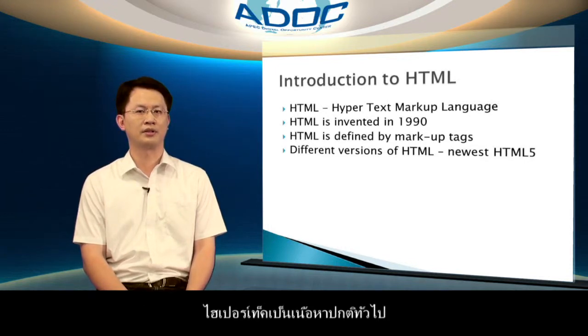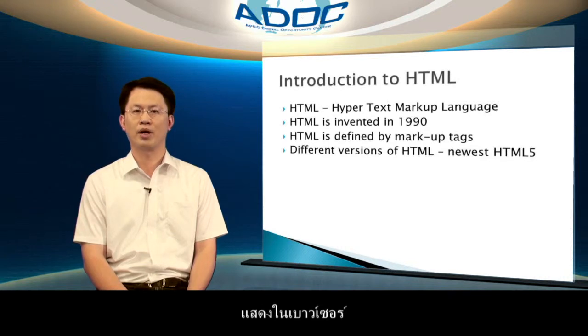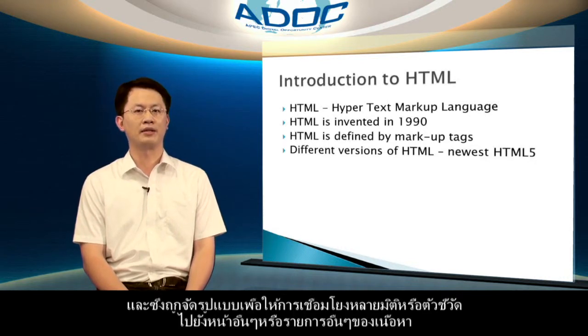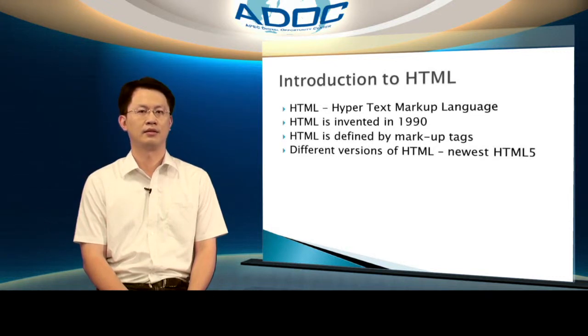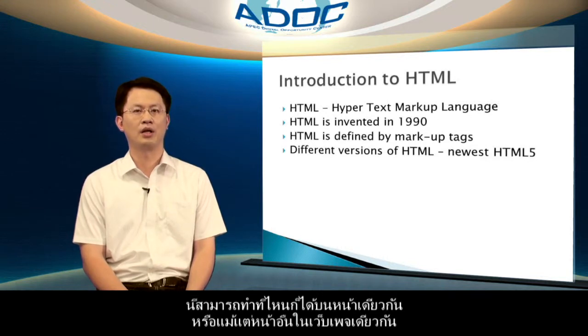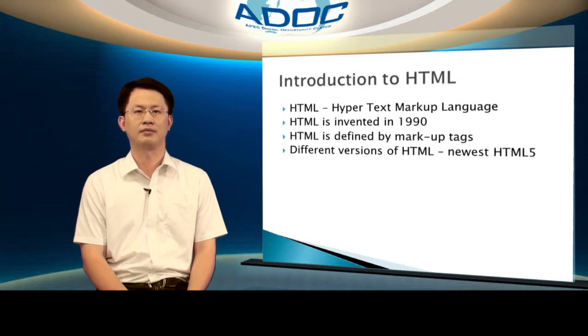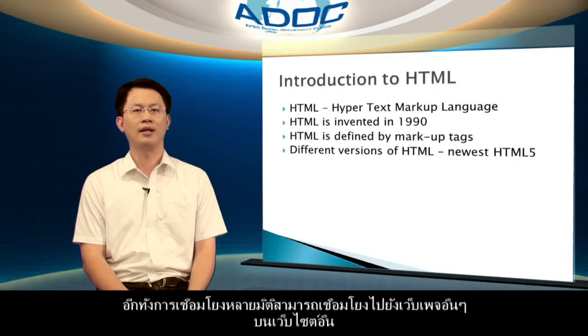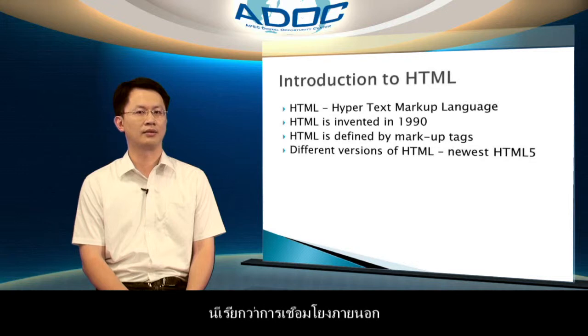Hypertext is a normal text string, such as a title or a line of text, displayed in the browser, which is formatted to provide a hyperlink or pointers to other pages or other items of text. This can be somewhere on the same page or even another page in the same website, which is commonly known as internal linking. Also, a hyperlink can link to other web pages on other websites. This is called external linking.